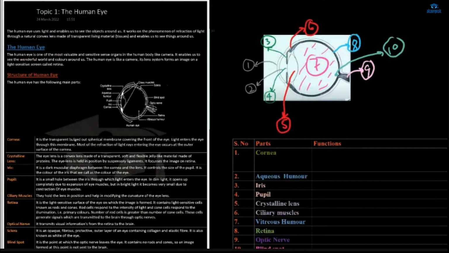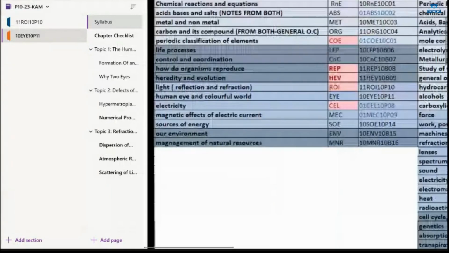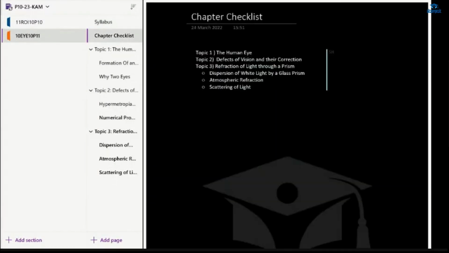So, Human Eye and the Colourful World is the name of the chapter. In this chapter, we'll be learning about the human eye and its functions, meaning the function of every part, and defects like myopia and hypermetropia, and which glasses we should wear when we are unable to see far or near objects. How our eye defects can be corrected, we'll study in topic 2, and in topic 3 we'll discuss refraction of light and the prism.